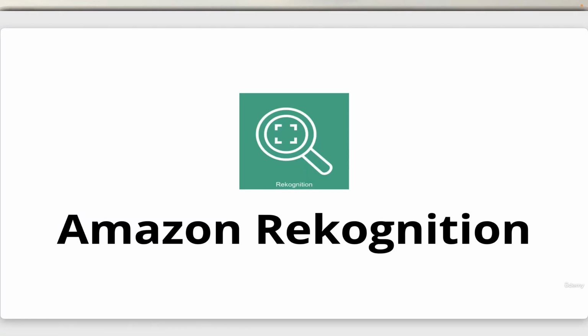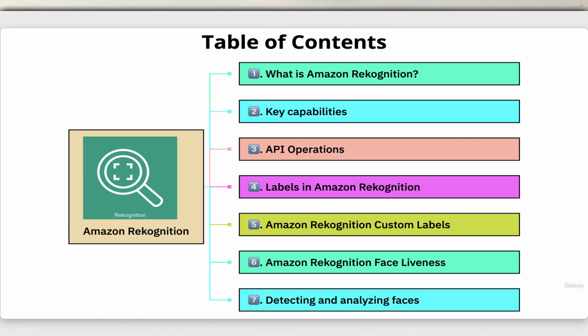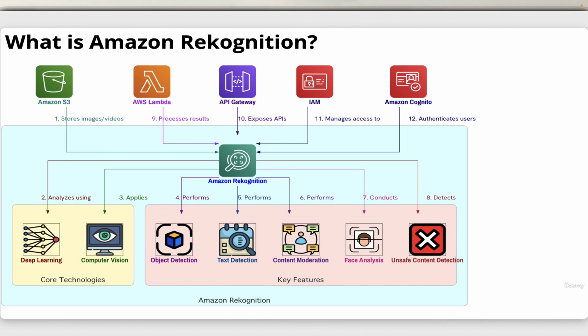Hello everyone and welcome to the lecture on Amazon Rekognition. So this lecture will contain all these topics. What is Amazon Rekognition? Key capabilities, API operations, labels in Amazon Rekognition, Amazon Rekognition custom labels, Amazon Rekognition face liveness, detecting and analyzing faces. So what is Amazon Rekognition?